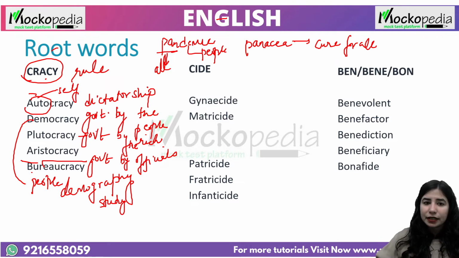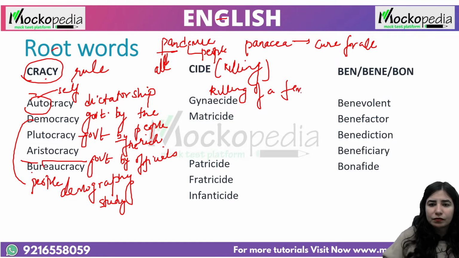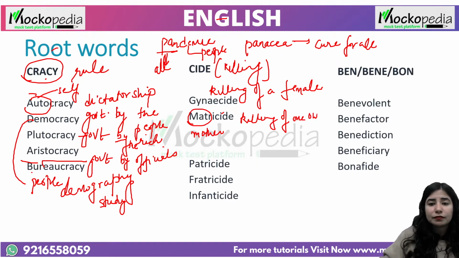Next is side. Side is killing. So this root means killing, right? So gynecide, I'm sure you must have seen gynecologists. Gynecologists are doctors for women, right? So gyne stands for women. So gynecide would be killing of a female. Come to another word, matricide. Matri stands for mother, a mother-like figure. So killing of one's own mother. This is matricide for you.